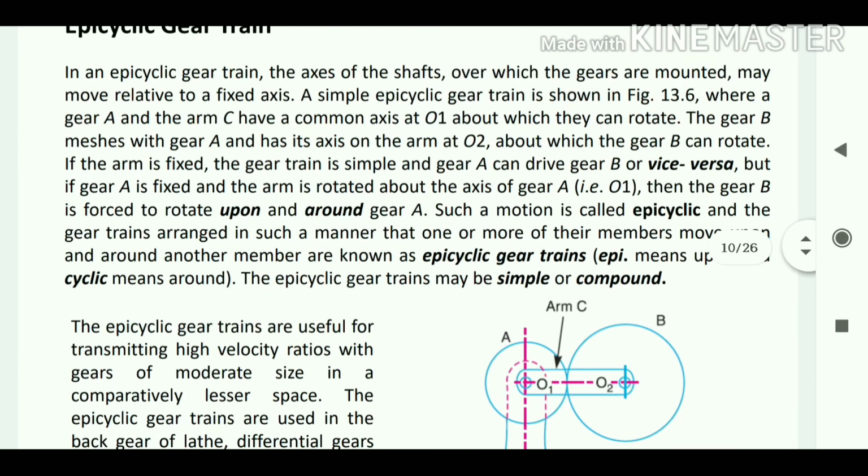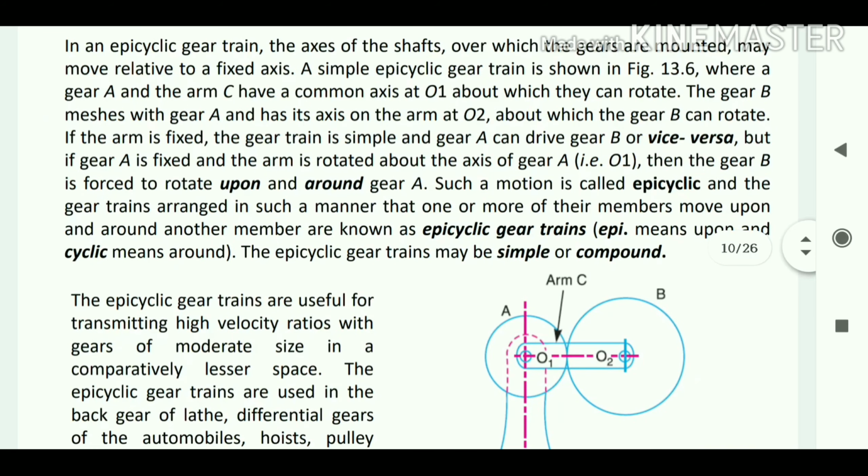In an epicyclic gear train, the axis of the shaft over which the gears are mounted may move relative to a fixed axis. A simple epicyclic gear train is shown in the diagram, where gear A and the arm C have a common axis at O1 about which they can rotate. The gear B meshes with gear A and has its axis on the arm at O2 about which gear B can rotate.